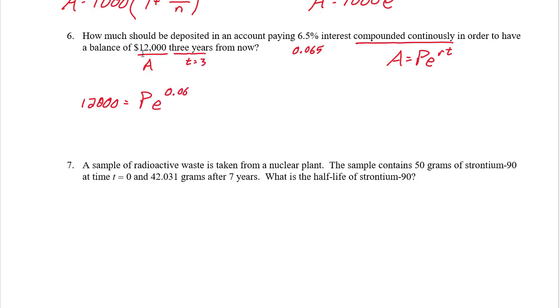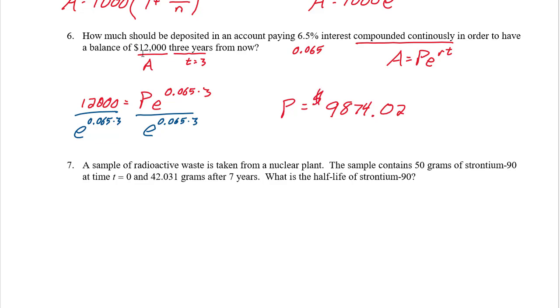So if I were to look at how do I get the P by itself, well, ultimately I would just divide by whatever 0.065 times 3 is as a power on e. And ultimately at this point now it turns into a calculator exercise. So if I type in 12,000 divided by that e to a power of 0.065 times 3, I get that the principal for this problem is going to be approximately 9,874, and it looks like about 2 cents if I were to round.